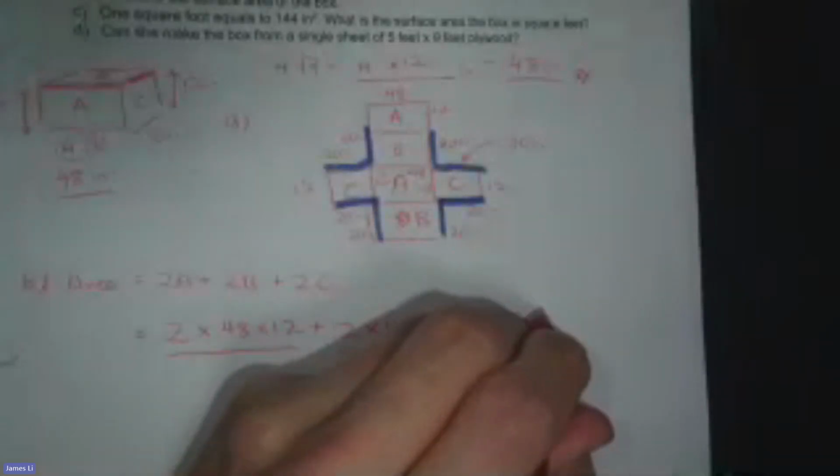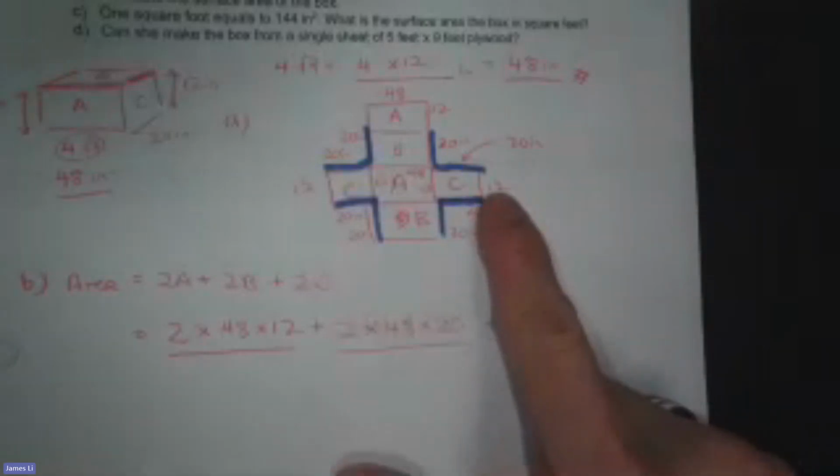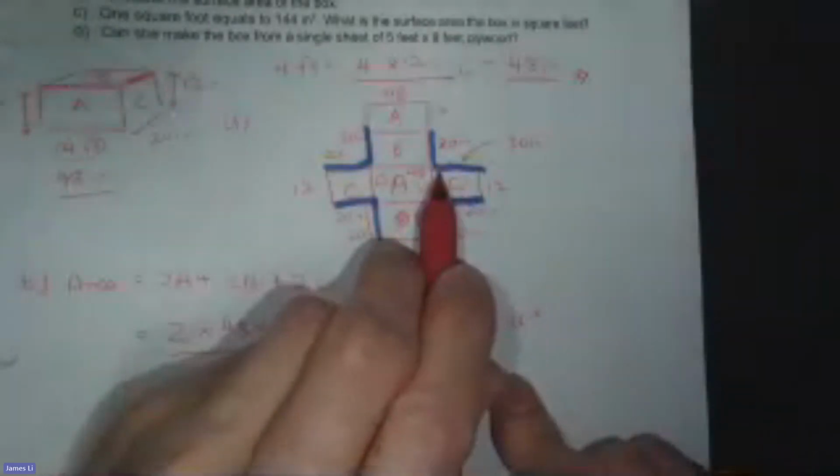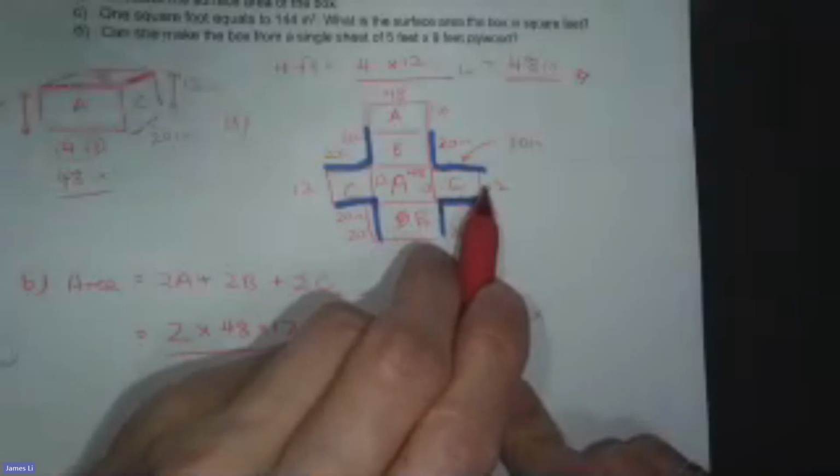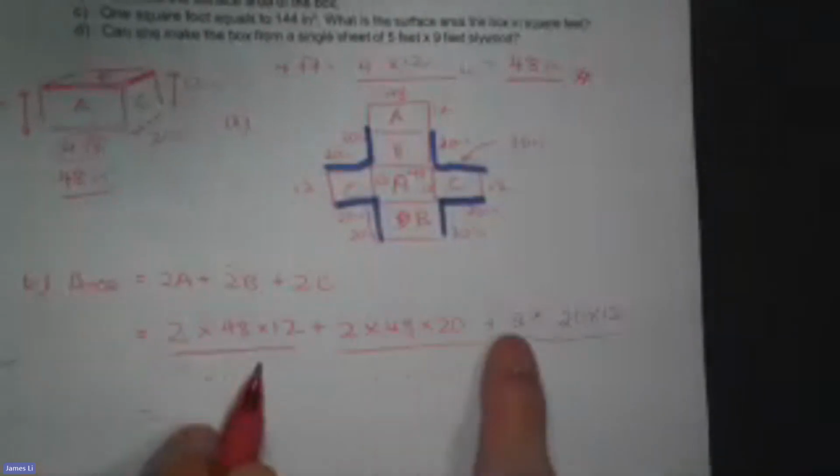Okay, let's try 2c now. Plus 2c means 2 multiplied by the area of c. And the area of c is 20. This is 20, right? And this is 12. 20 multiplied by 12. There you go. So we're going to calculate each of these terms, and then you add all three of them together.